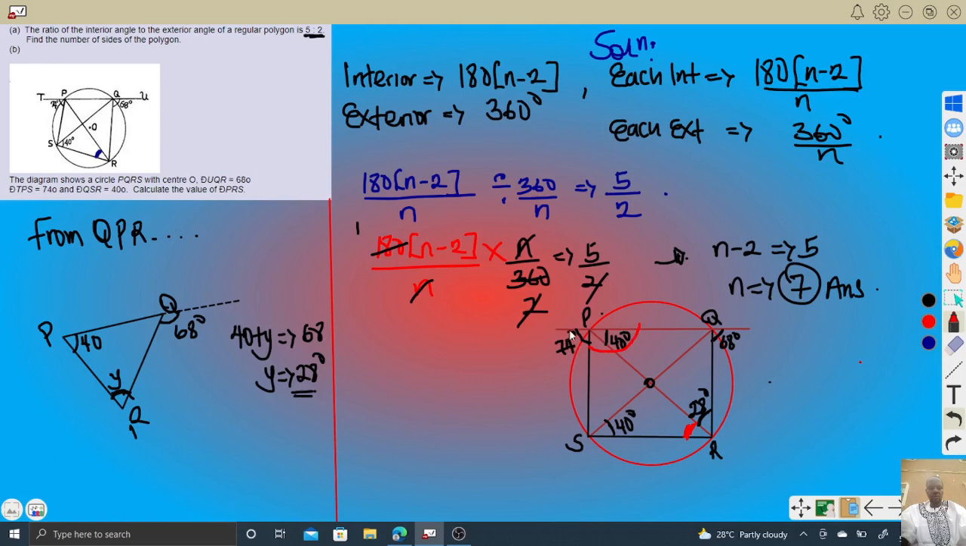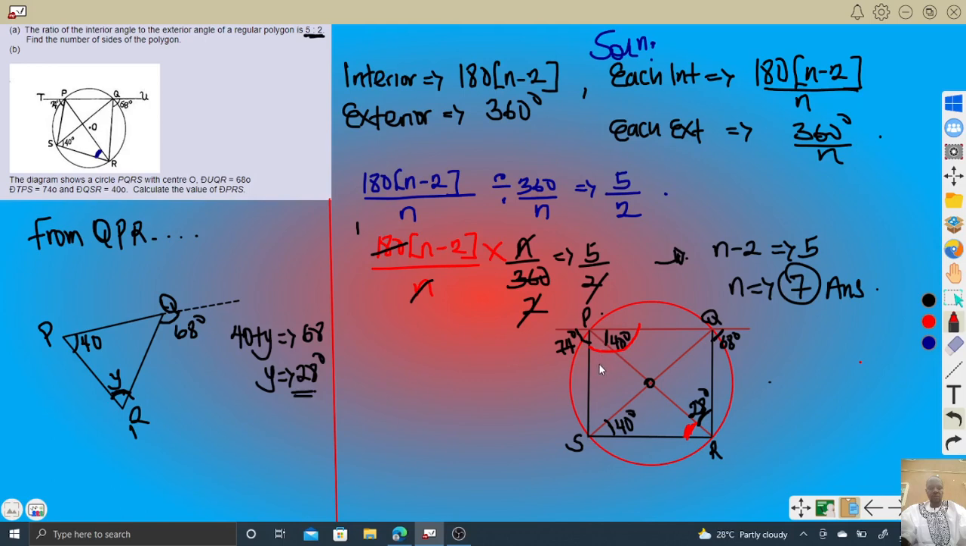The total angle on a straight line is 180. If this one is 74, the remaining angle will be 180 minus 74. It is a long process, but if that is what you understand, use it. So the remaining angle inside is 106. Out of the 106, 40 is here. So you can say 106 minus 40. I hope you are getting that.